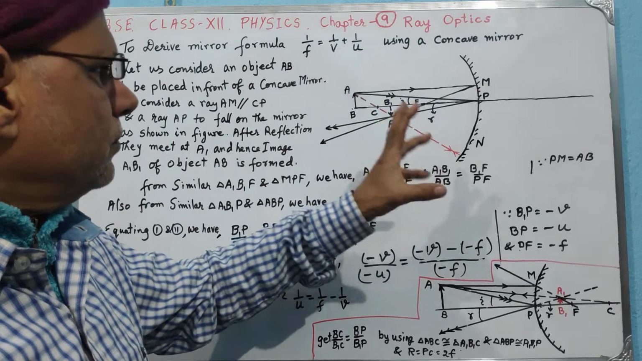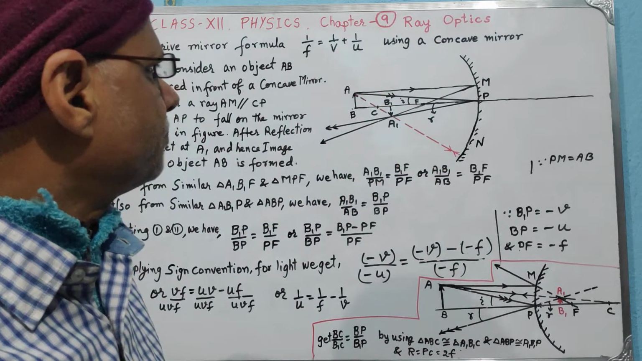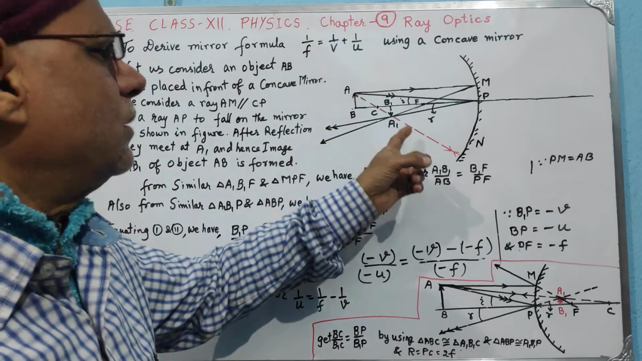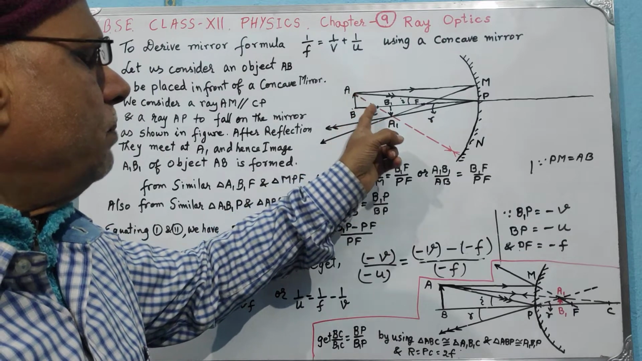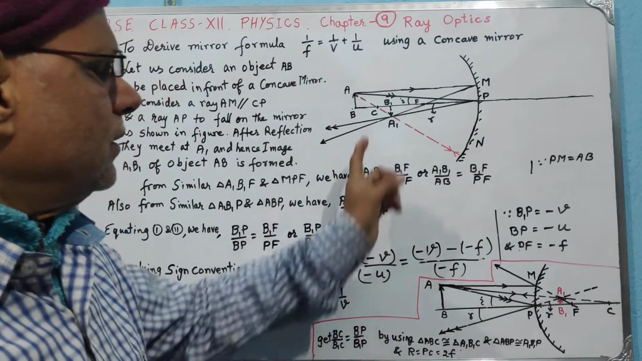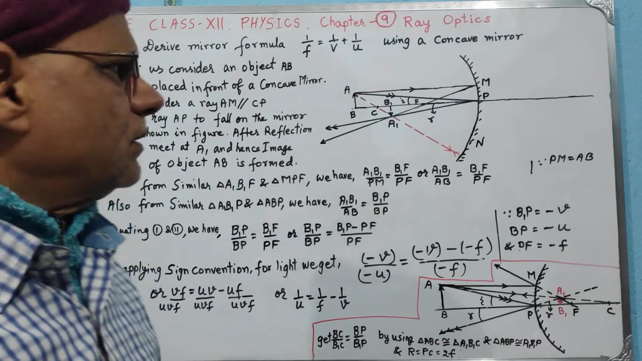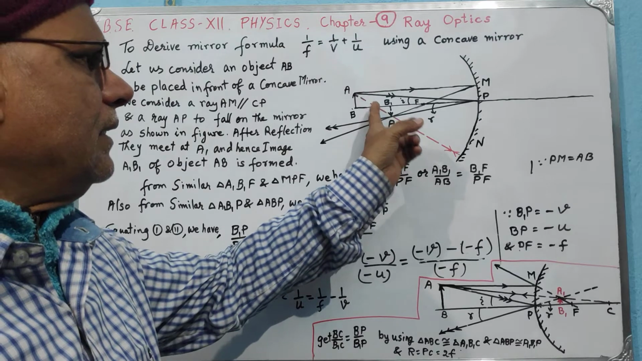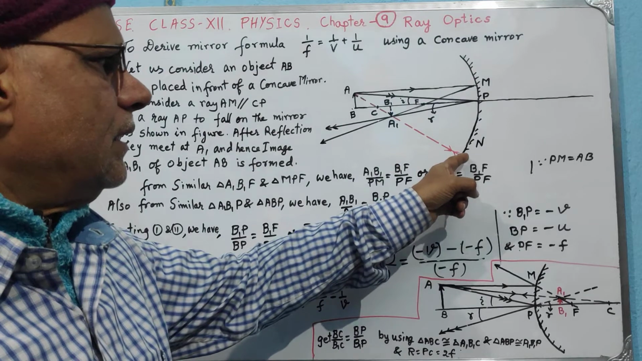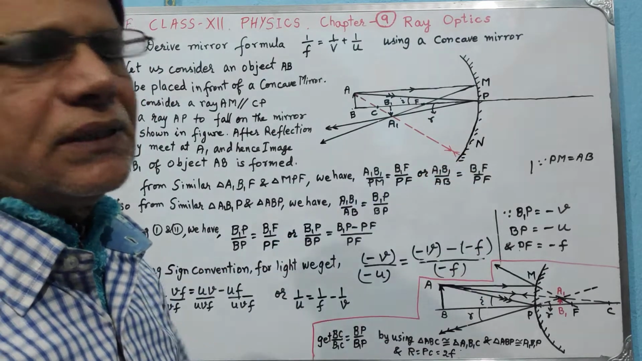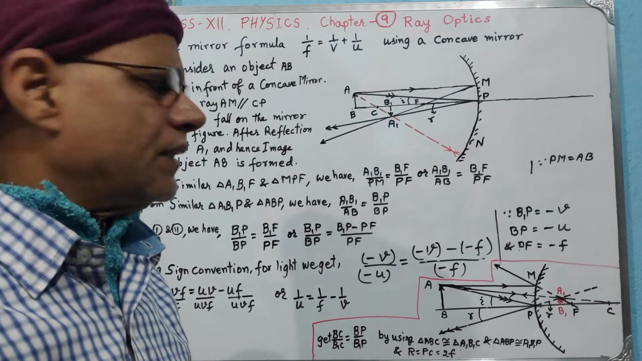Now I have drawn another line shown by the red color. Well, this is the third possible ray which we could have taken. That is, a ray which is passing through the center of curvature will retrace its path. Why does this happen? Because any ray passing through the center of curvature is essentially incident normally to the surface, and any ray incident normal to the surface will retrace its path.